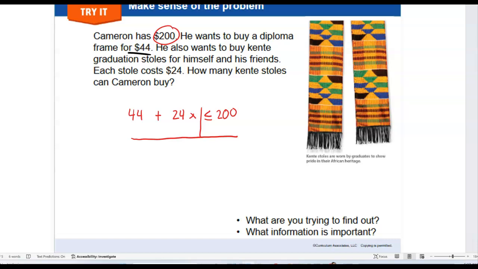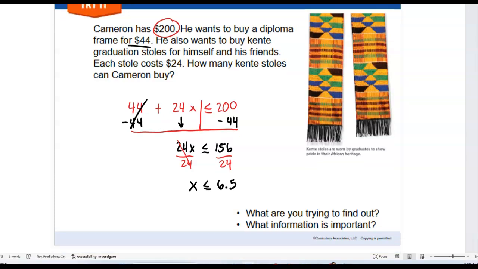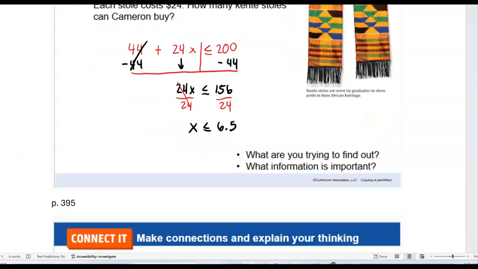Our first step, undo addition by subtracting from both sides. Canceling out on the left-hand side, dropping down here, 24x is less than or equal to 156. Then our second step, simply divide by 24. Cancels out here. Notice the sign does not flip, so x is less than or equal to 6.5 is what we get when we do that division. All right? So you can buy 6.5 Kente stoles, but let's think about that.